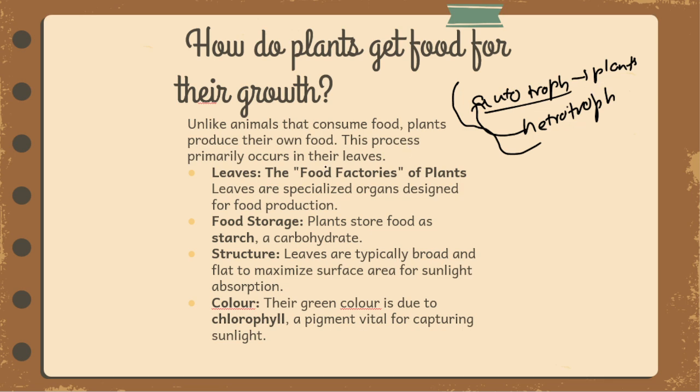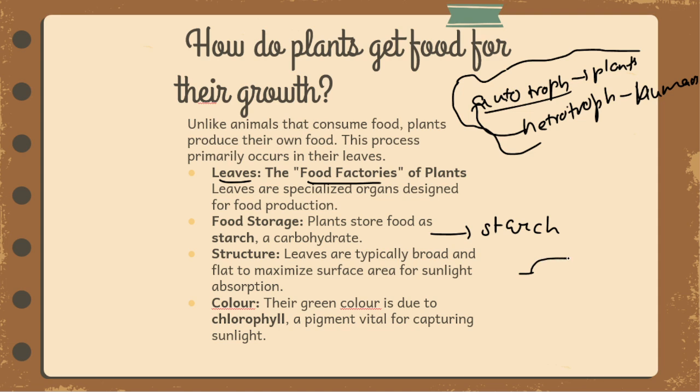So plants are autotrophs. They are different from heterotrophs, and heterotrophs are we humans. My whole point here is that plants and animals are both different when it comes to consumption of food. Plants have leaves, which are specialized organs for food production. They are also known as food factories. Food is also stored in the form of starch, which is a carbohydrate.